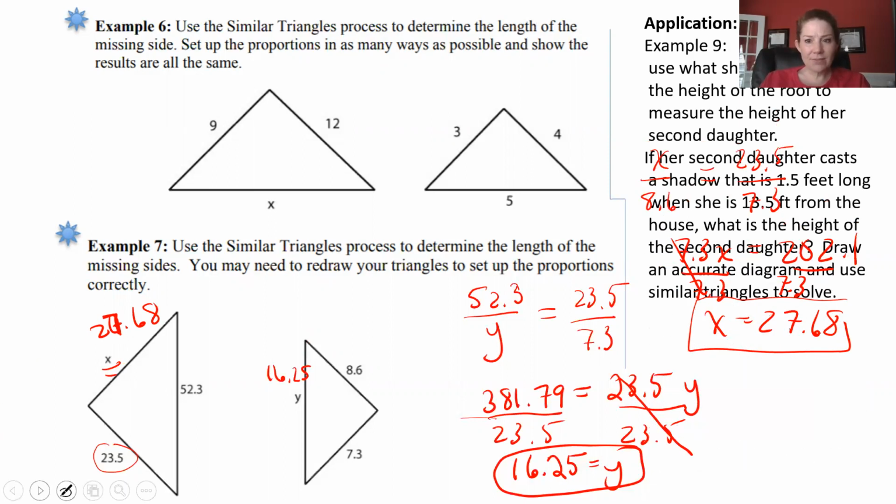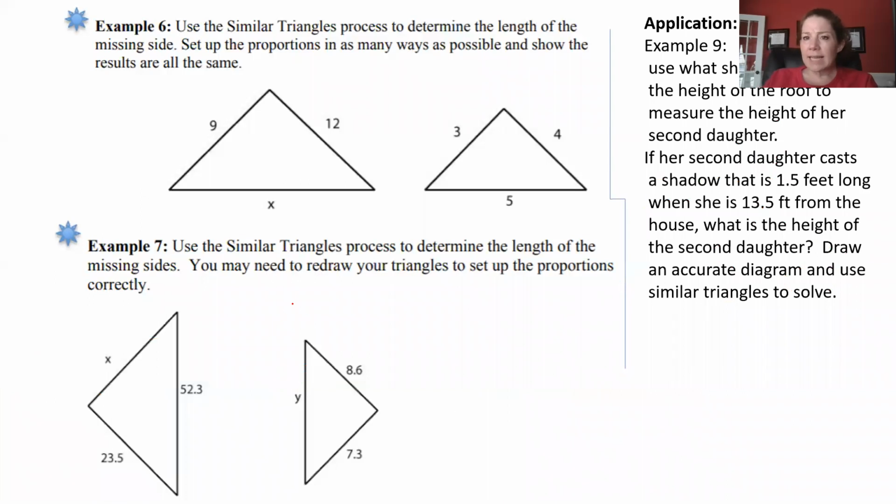Alrighty. Oh, and there's an application problem. All right, application example 9. Mary decides to use what she knows about the height of the roof to measure the height of her second daughter. If her second daughter casts a shadow that's 1.5 feet long when she is 13.5 feet from the house, what is the height of the second daughter? Draw an accurate diagram and use similar triangles.